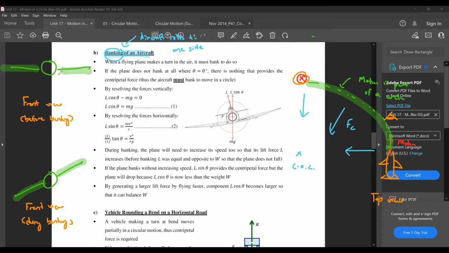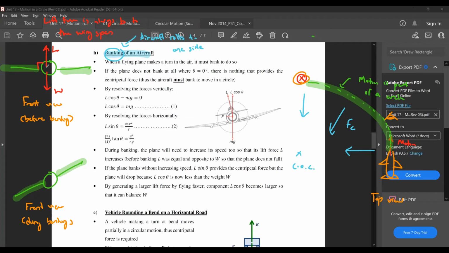So for the aircraft that is actually flying, you have the weight W acting downwards, but you also have the lift force that is generated by the wings. It will always be perpendicular to your wings. The lift force is always perpendicular to the wingspan. Okay, it's always perpendicular to your wing.